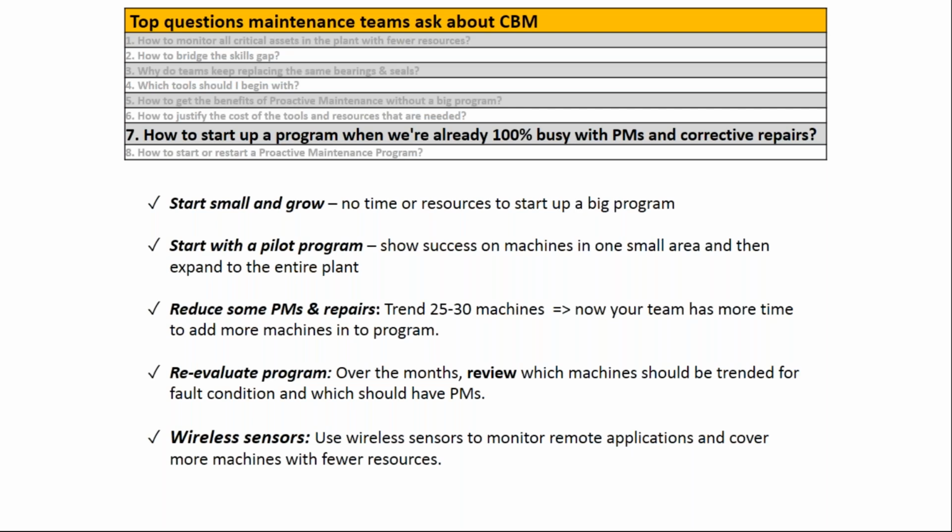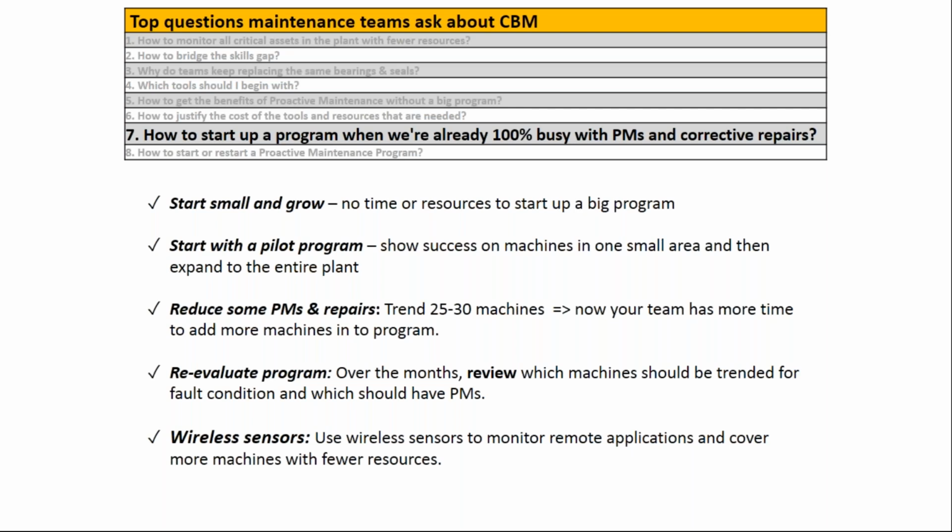So the answer is, let's start on just 25 to 30 machines, and let's get a few successes. Let's get a few things that we can document, some saves. The good news is, if we get a few saves, if we can reduce some PMs, if we can reduce some repairs, there's your ROI, there's your cost justification. So if we can start with a few machines, get a few saves, then we can get some buy-in and we can get this thing going.